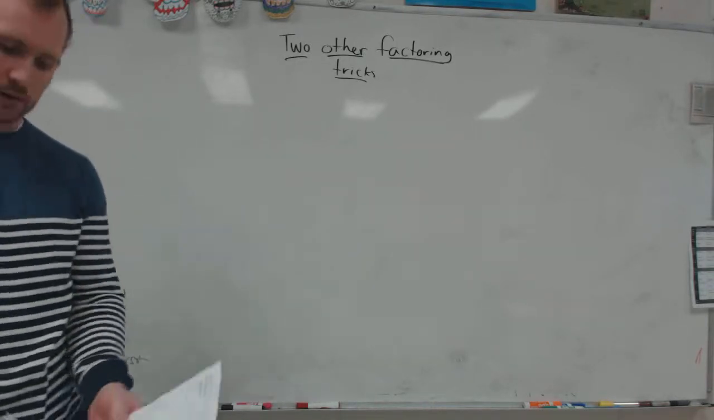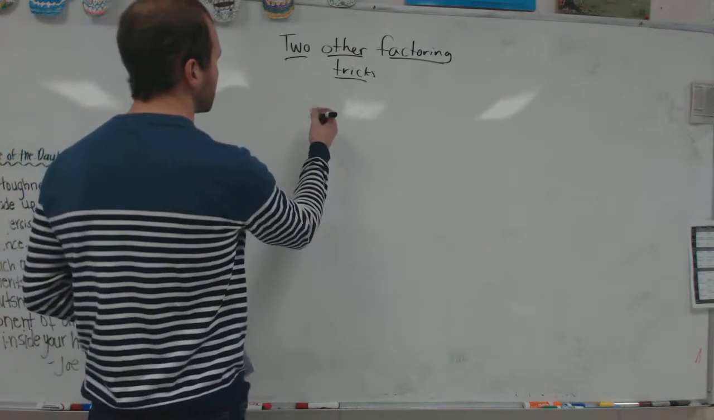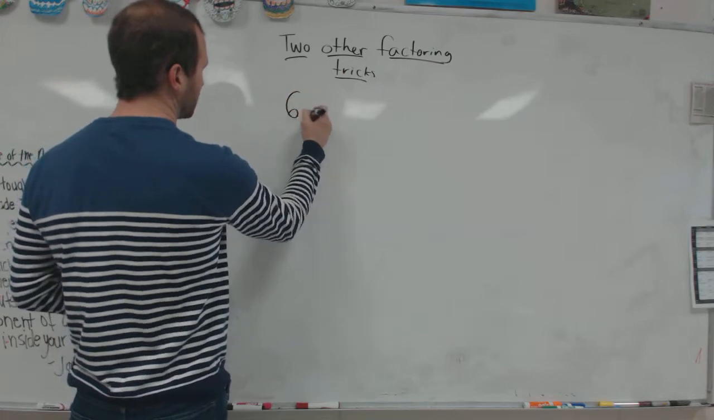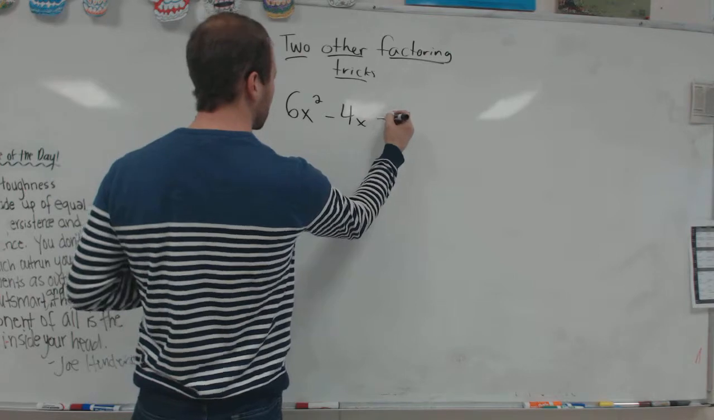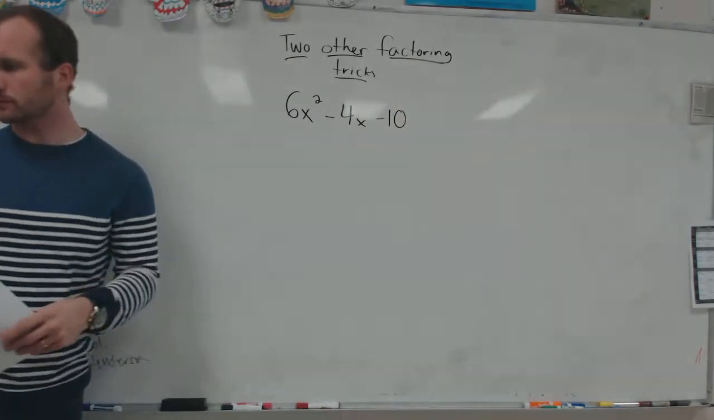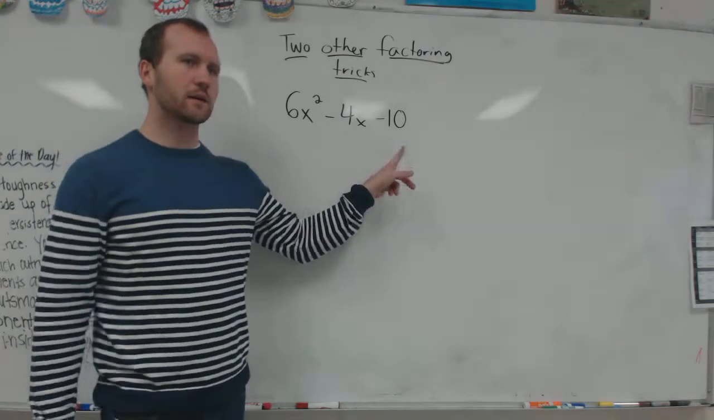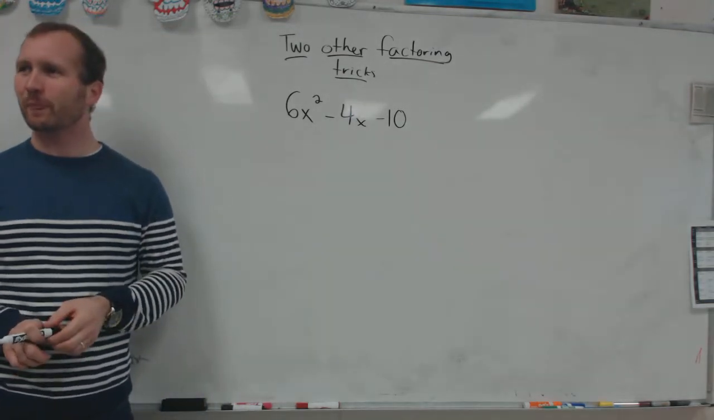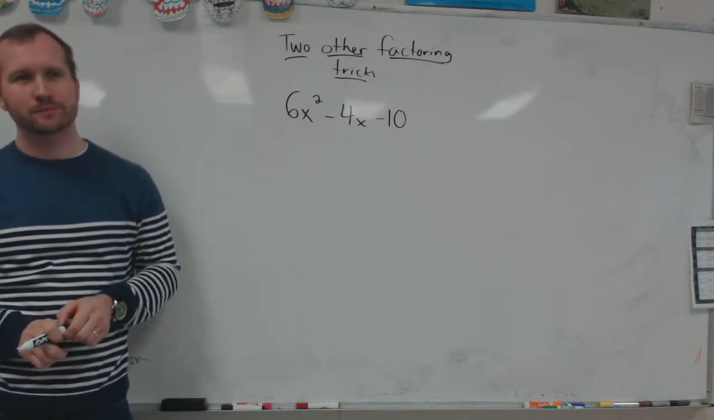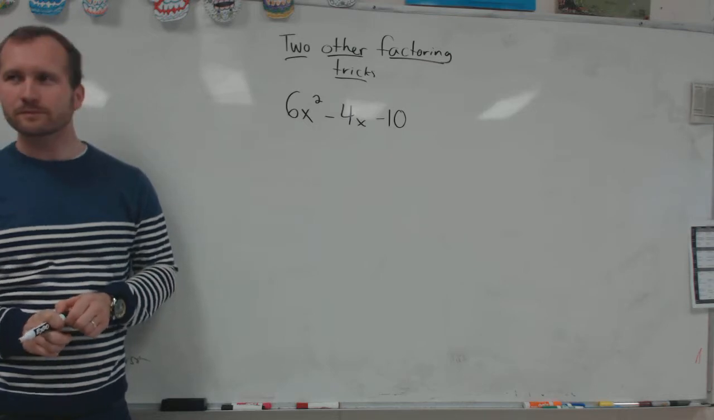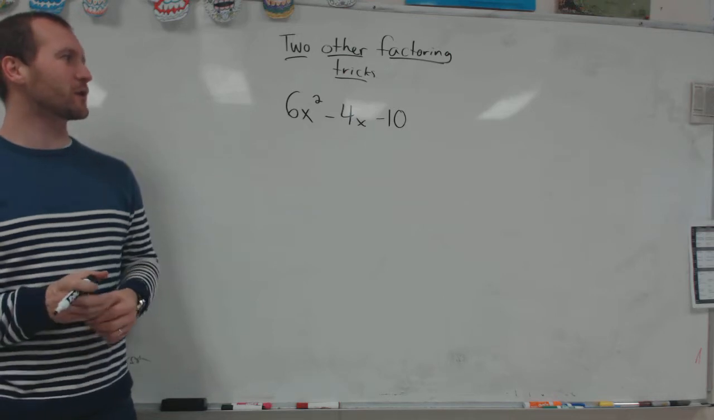So the first thing I want to look at today is if we have something like this. If I had 6x squared minus 4x minus 10, what do you immediately notice about this? Hopefully, it's all divisible by 2, is what I was hoping you would notice.